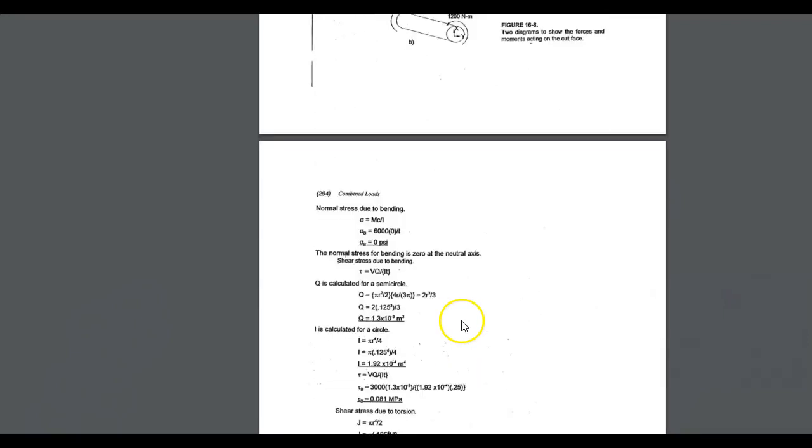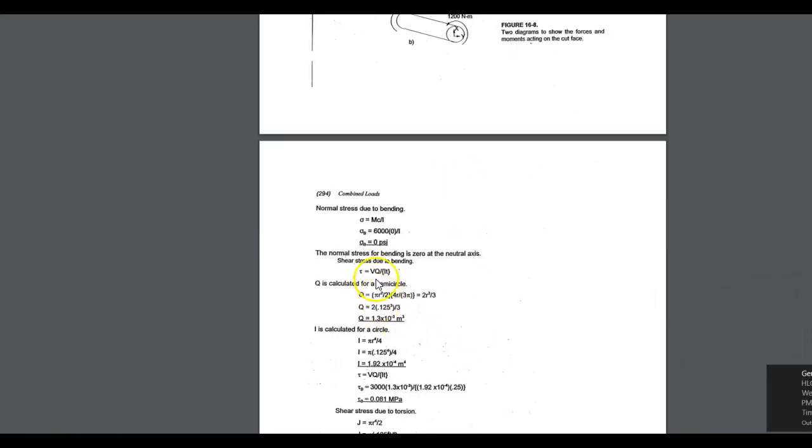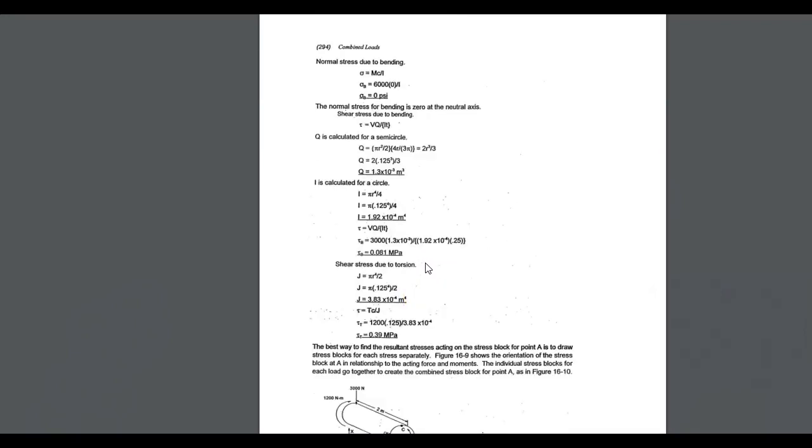Now we're also going to have a VQ over IT here. So this is something we didn't really talk about in our class. I told you that the only shapes that we would use for specific VQ over ITs would be either a rectangle or an I-beam. So here we also have a Q and an I for a circle or a semicircle. I don't think I'm really going to put anything like that on the exam, but I just want you to be aware of it, and the values are given in this problem, so you can see that.